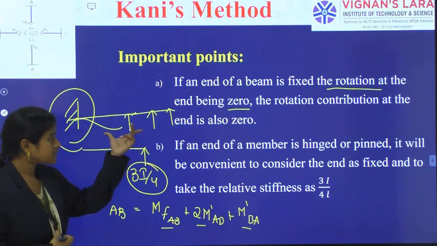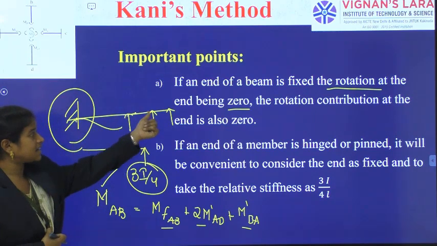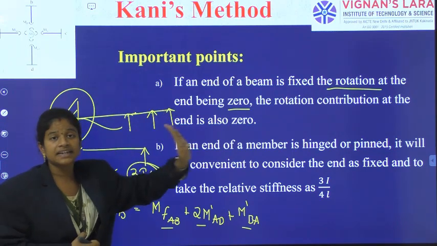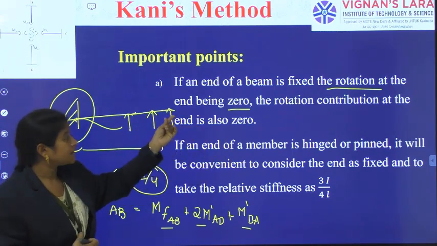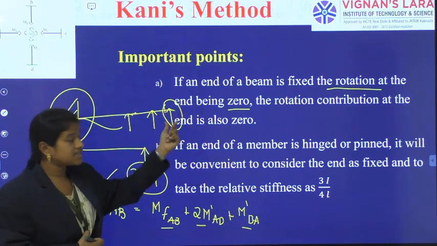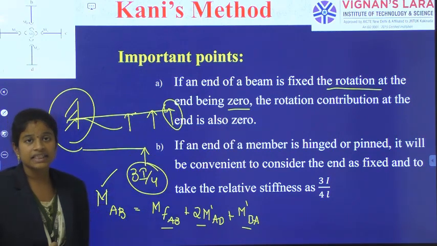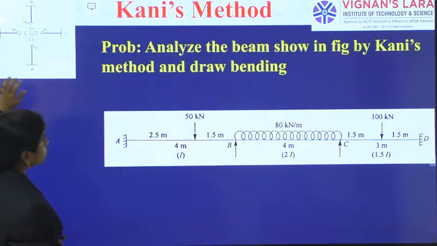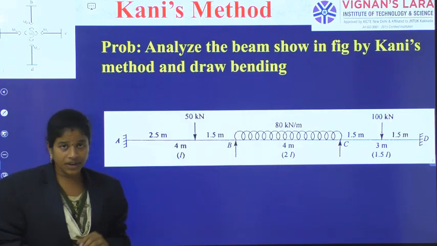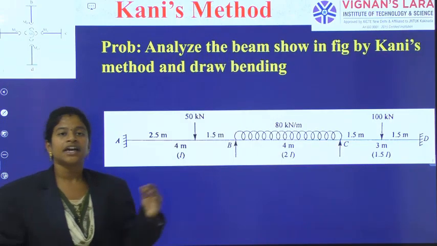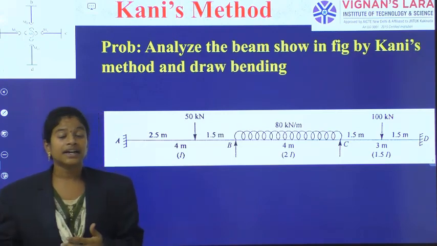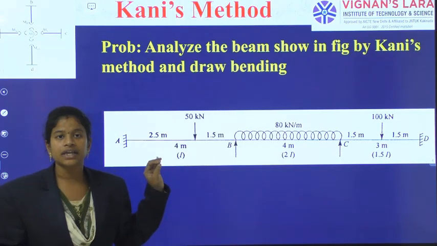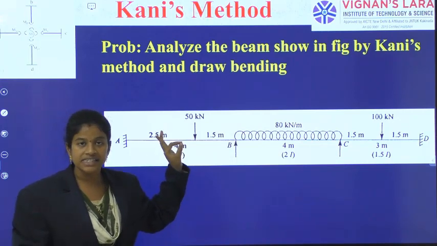So first, this condition is fixed. This is intermediate; these also will be considered fixed. But for the beam where it is the complete right end and it is hinged, such a hinge will give the relative stiffness as 3I by 4L, that is, 3/4 of I by L. We have said the iteration process will be done, individual support moments will be there, and rotation contributions will be there. So all these things we will solve with a clear example, with each and every cycle.